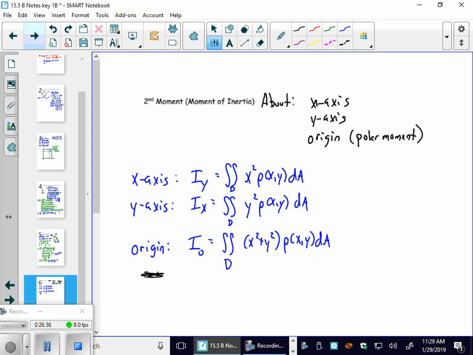Now you could certainly attempt to do this in rectangular, but hopefully you'll notice that x squared plus y squared is r squared. So you are much better off doing this in polar if you have to do moment of inertia around the origin. Okay, that's all I got for you guys.